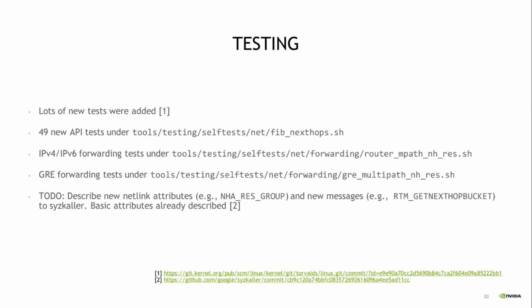The router_mpath and GRE multipath tests have been there before, so they were adapted for resilient NEXTHOP groups. So there are now two flavors of the test, one for normal hash threshold NEXTHOP groups and one for resilient NEXTHOP groups. One thing that might make sense to do is describe the new attributes to syzkaller so that we can fuzz this stuff, but we have not done that. So maybe if you want to do that, go ahead.